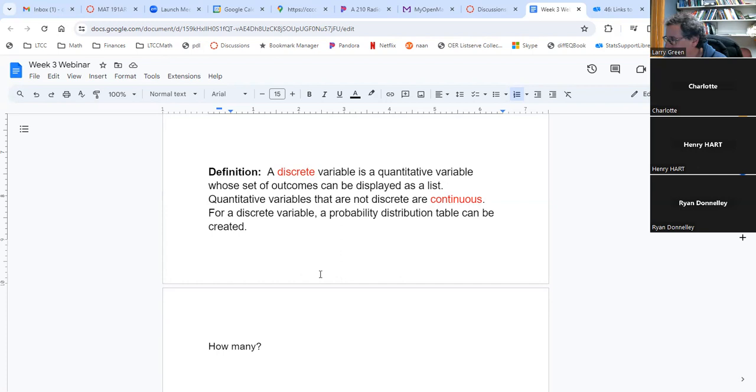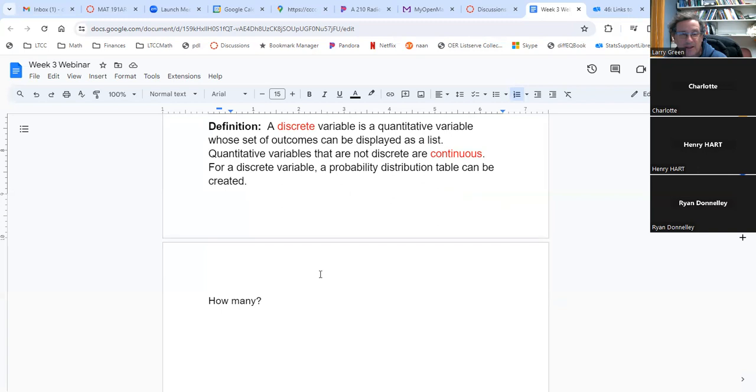So things like, how many hats do you own? That would be a discrete variable. Or how much do you weigh? And that would be a continuous variable if you do the exact weight. Any questions on that idea? Just a little review.